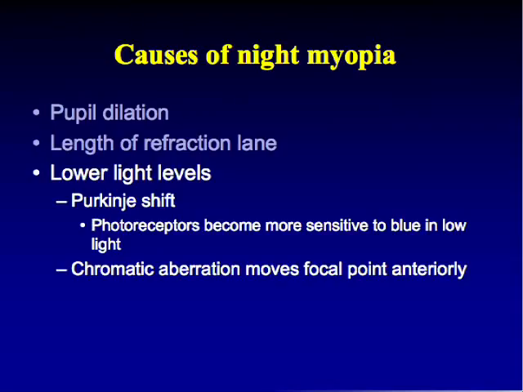Then this is a little fancier answer. Lower light levels cause a Purkinje shift. That is, photoreceptors are more sensitive to blue in low light. You can tell that from watching television because they always show that it's nighttime because everything is blue, has this sort of bluish hue. But photoreceptors are more sensitive to blue in low light. And remember, from chromatic aberration, that's going to move the focal point anteriorly and make the patient more myopic.